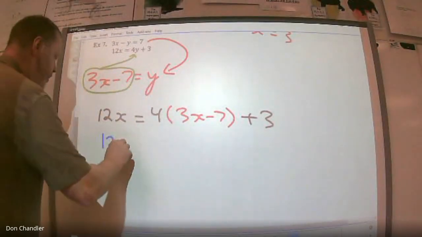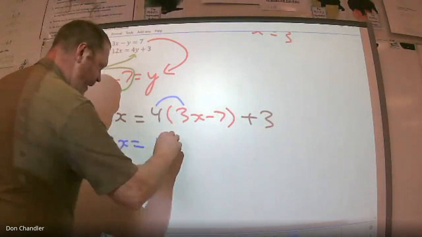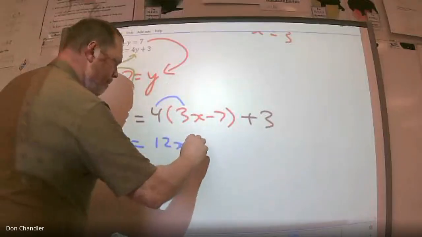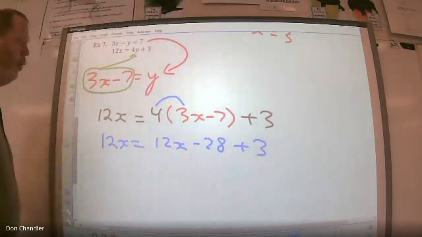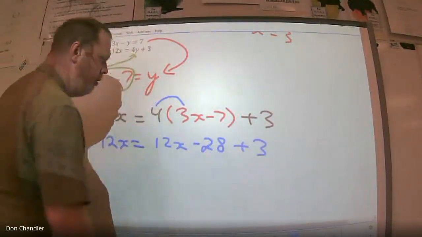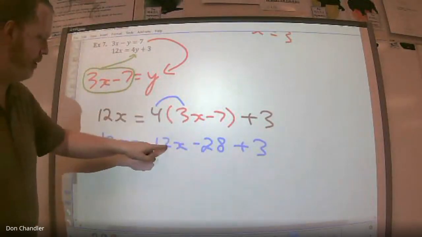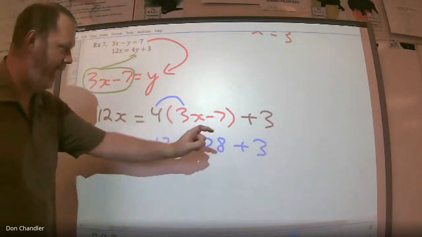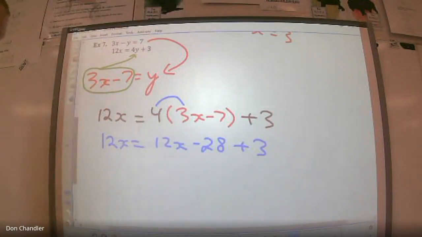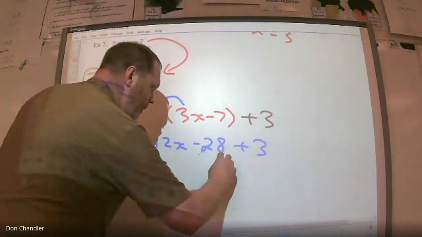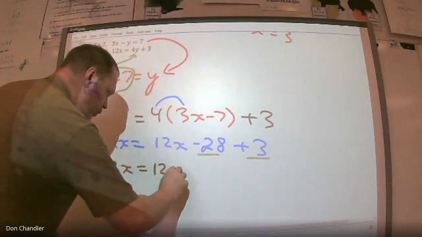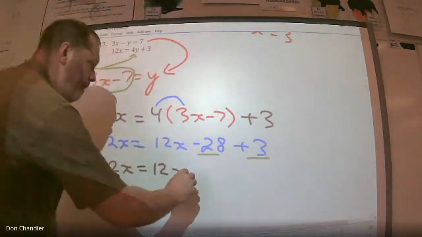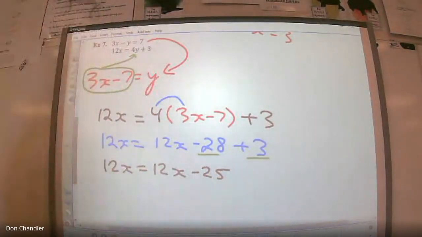Meaning 12x is equal to 12x minus 28 plus 3. All I did here, 4 times 3x is 12x, 4 times negative 7 is negative 28, plus 3. Now, time to combine some like terms. Bang, bang. All right, 12x is equal to 12x minus 25. Agreed?